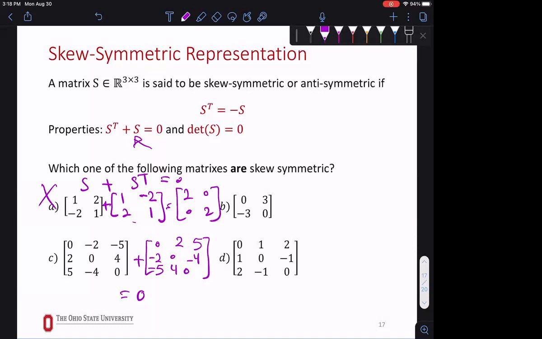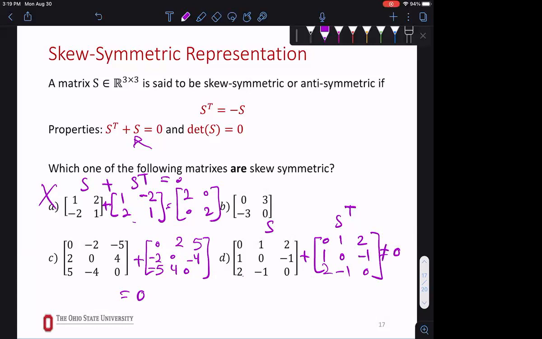Let's do this one. So I'm going to add, let's say, S, this transpose. So this is 0. Transpose here, 1, 2, 1, 2. Then 1, 2, 0, -1, -1, 0. So this is symmetric. So this is not going to be 0. Right?